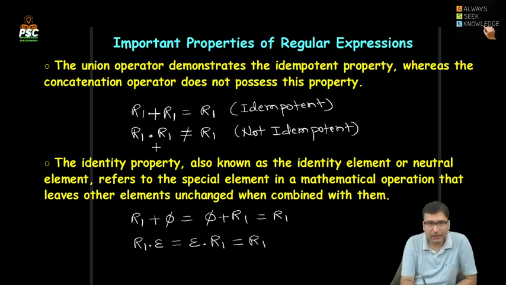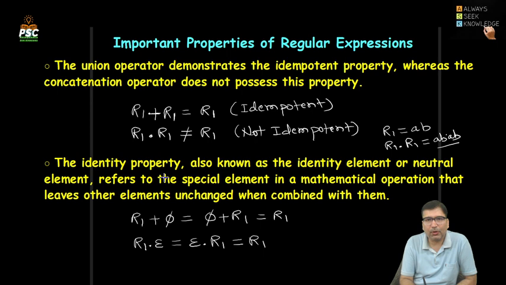But in case of concatenation, there will be a problem. If you consider R1 is, let's say, a language with the string AB, but if you write R1 concatenation with R1, it will not give you AB, it will give you ABAB. So I hope you can understand that concatenation does not satisfy the idempotent property.